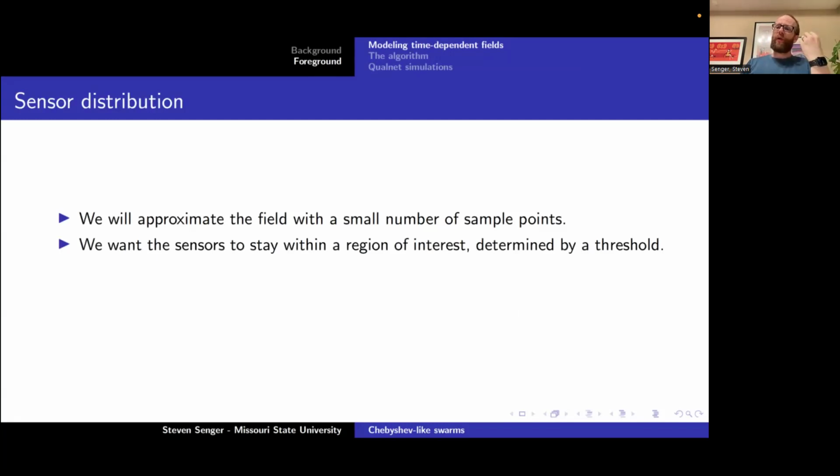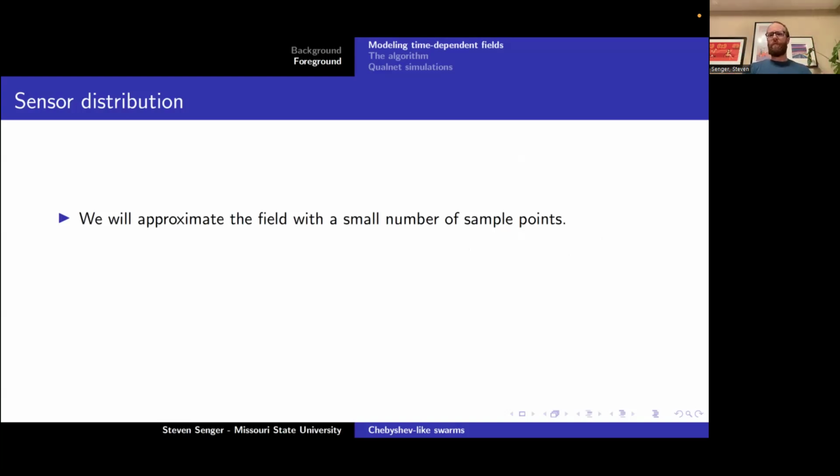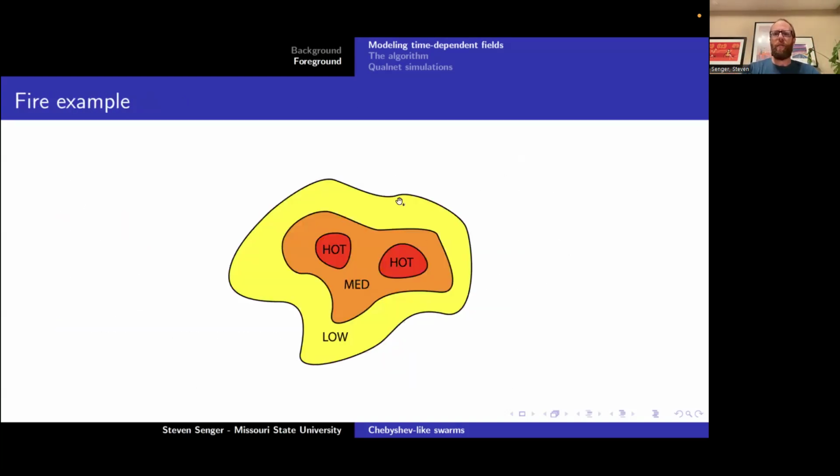So back to what I called that boundary, I want the sensors to stay within a region of interest. Again, back to this picture, I don't want the sensors flying over here where there's no fire. I mean, sure, get to the boundary, verify there's no fire, but then go back in, right? I can walk around and see that it's not burning here. I want data in the zone of interest. I want data where I can't go.